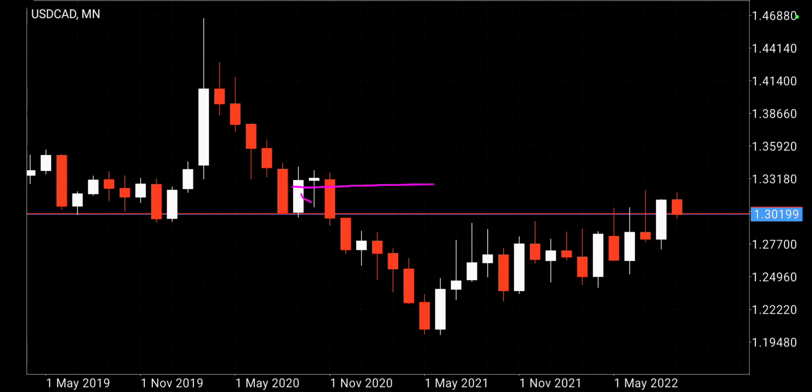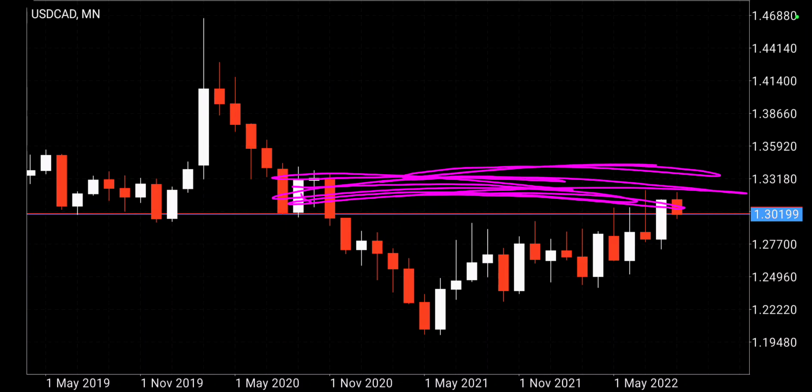So now we know the price is playing around this area of resistance on monthly. It's just that the way it's moving up, it is not smooth.